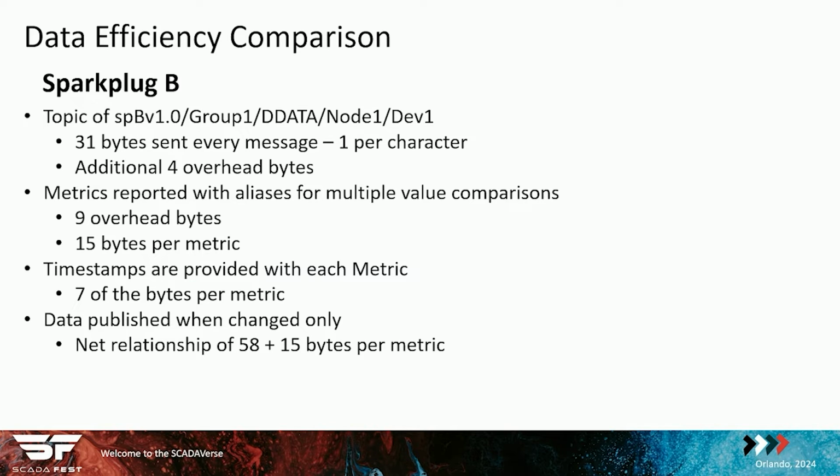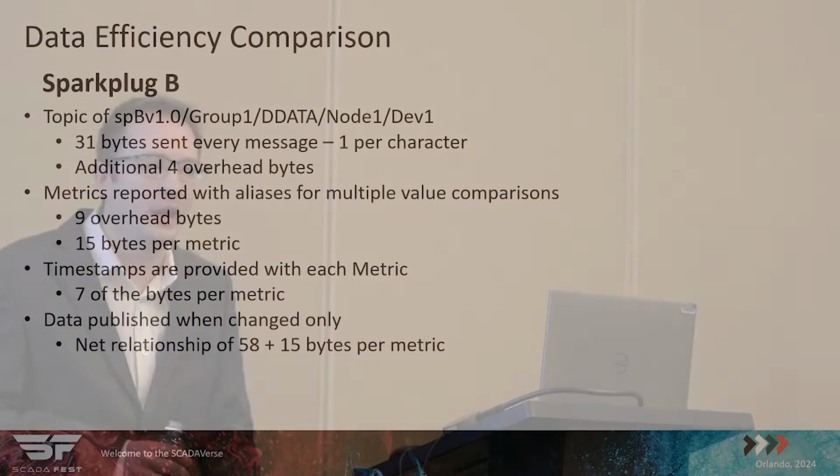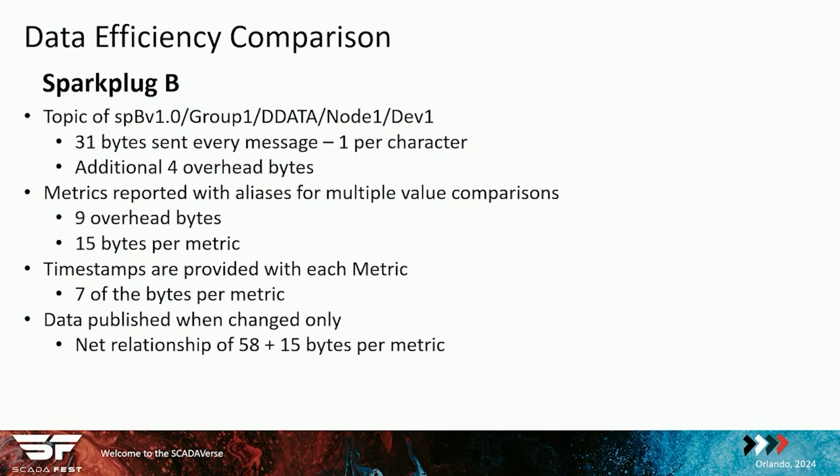So anytime you're reporting metrics, there's going to be 9 overhead bytes to define how many metrics are coming with you, and then there's 15 bytes per metric that come in. 7 of those bytes are time, so you may have an option to turn those off if that matters. I'm assuming time's coming in, and that data is published when it's changed only. So you have a net mathematical relationship of 58 base bytes and then 15 extra bytes for every metric that's being sent to you. Just for those that like math and understanding what's going on behind the scenes, this is how the protocols work.